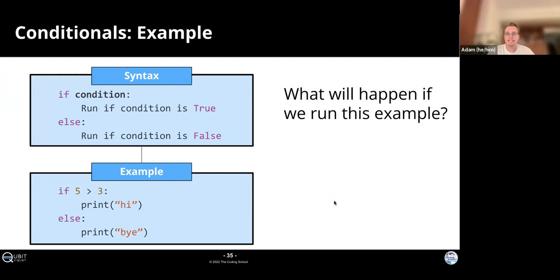So for instance, in this example, we'd print high because 5 is greater than 3. That is true. So we print high and we completely ignore this code down here. This is completely ignored because 5 is greater than 3. However, now we're saying is 3 equal to 5? This is false. So in fact, now we do the other one. We print 5. Print high just gets completely ignored because 3 equals 5 is not true.